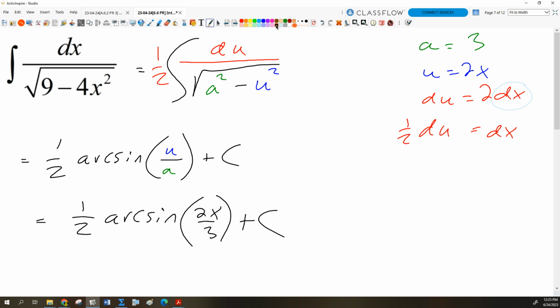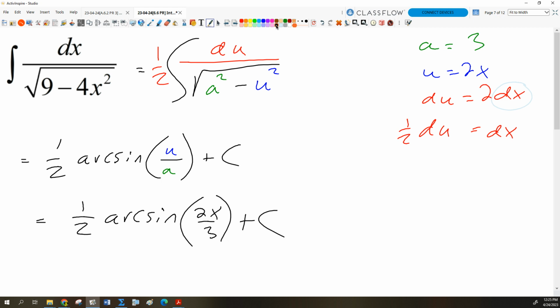Everybody see that? Okay, do you really need to put that a as 3 in there? I'd say you don't. I'd say we could just write that as 3 squared minus u squared. And then our answer would have been the arc sine of u over 3. I don't think you really need to write a equals 3. I think you just write it as a constant squared, and then you know that a represents the constant that's being squared.